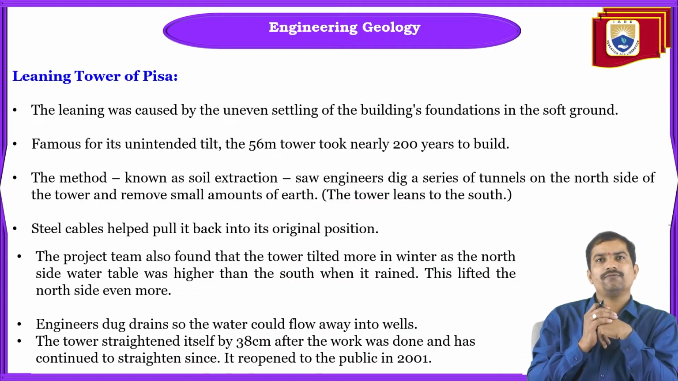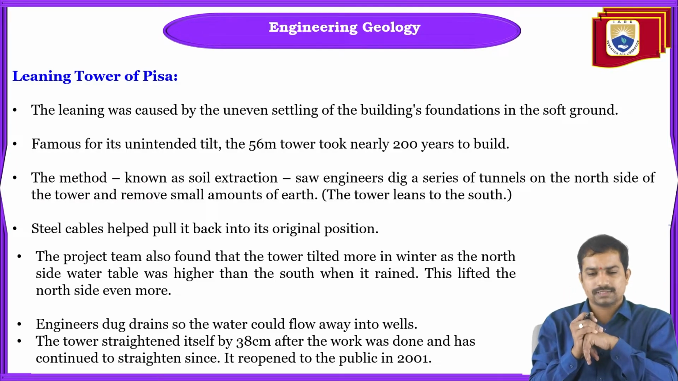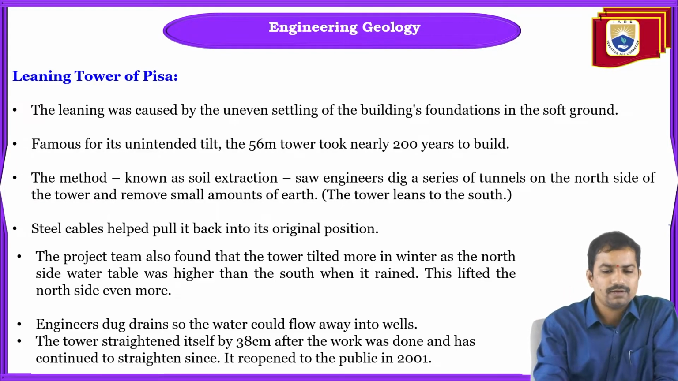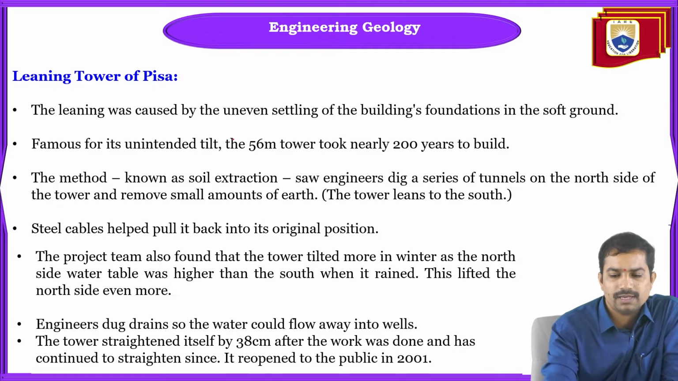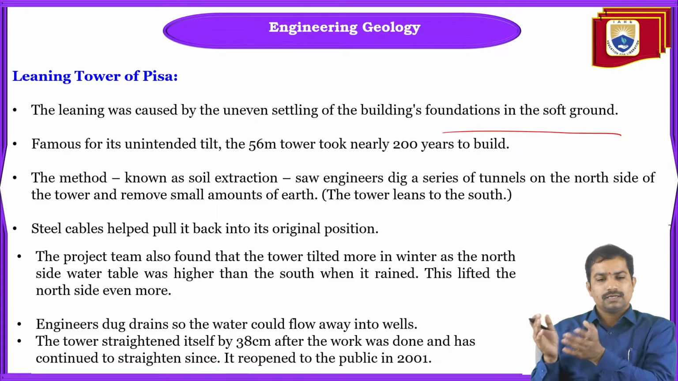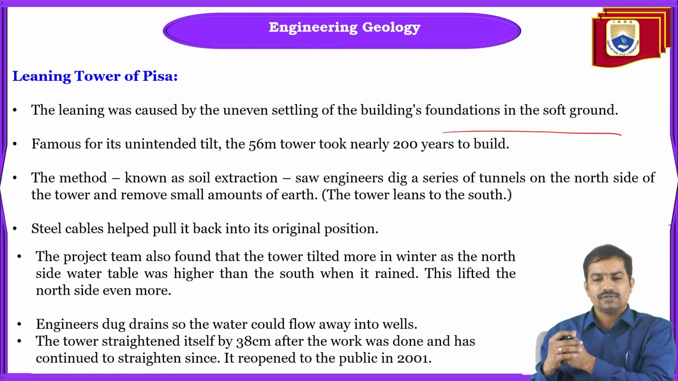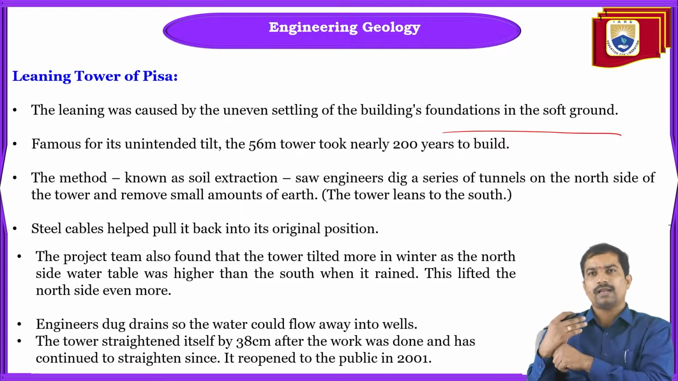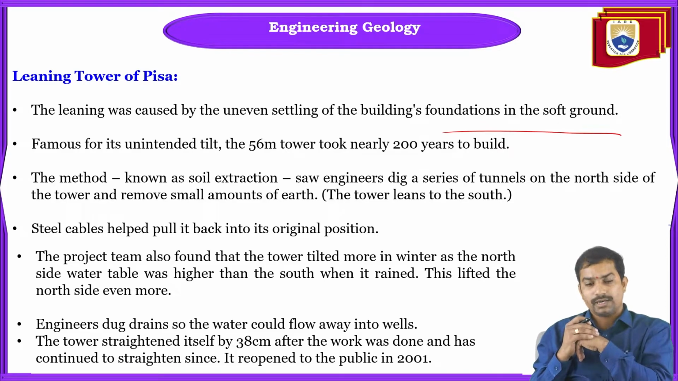So now we see some brief discussion on this. The lean was caused by uneven settling of the building foundation in the soft ground. As I have already highlighted, it is famous for its unintended tilt, with a tower height of around 56 meters, and it took around 200 years to build.